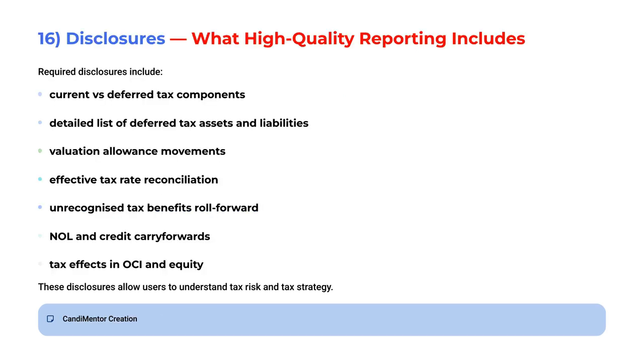Disclosures. What high-quality reporting includes. Required disclosures include current versus deferred tax components, detailed list of deferred tax assets and liabilities, valuation allowance movements, effective tax rate reconciliation, unrecognized tax benefits roll forward, NOL and credit carryforwards, and tax effects in OCI and equity. These disclosures allow users to understand tax risk and tax strategy.